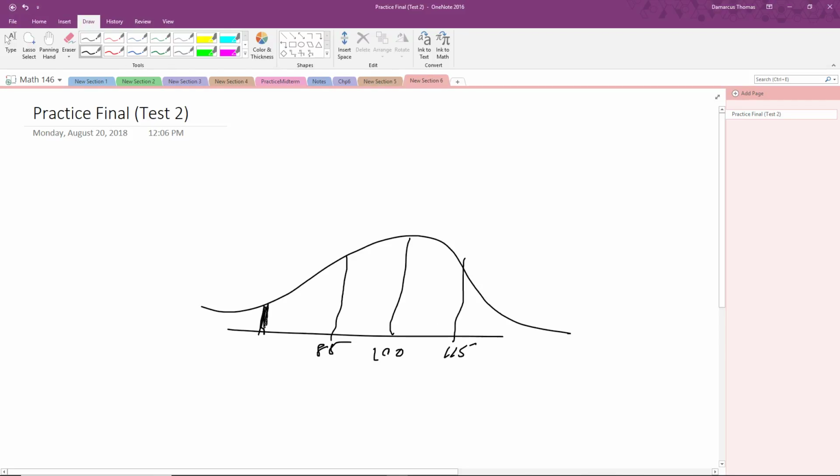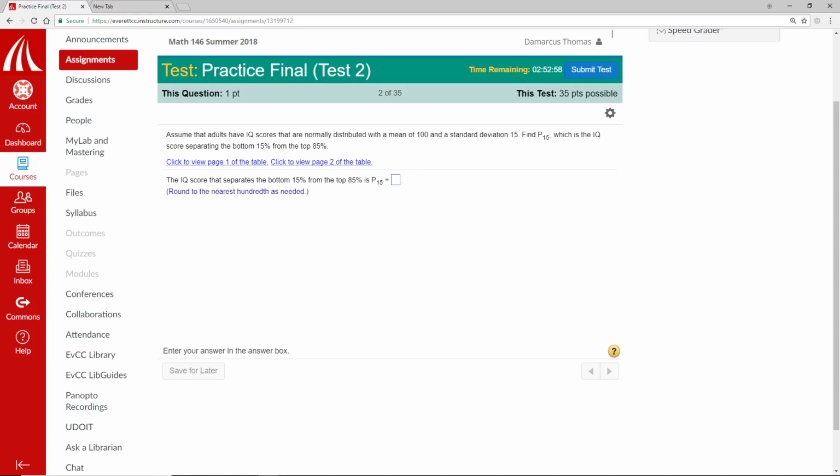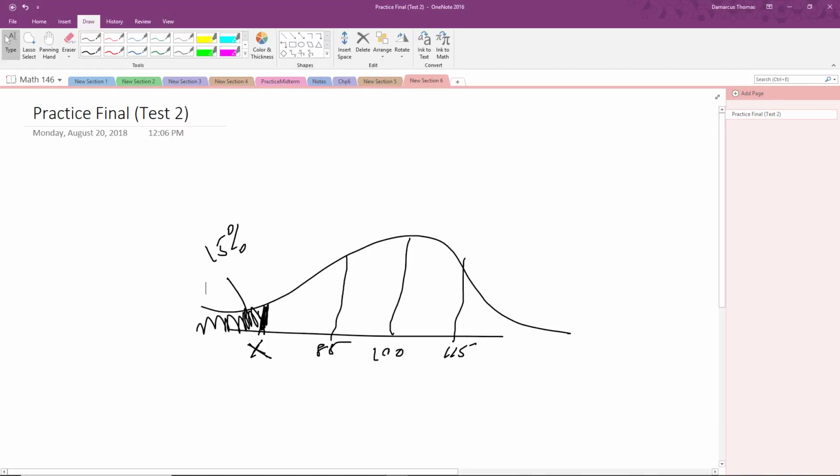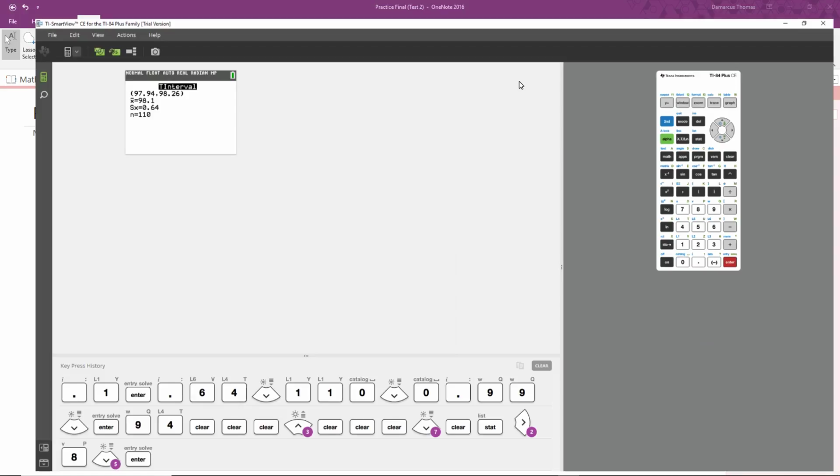they want me to calculate the 15th percentile. What is this value that separates the bottom 15 percent from the top 85 percent? Let me make sure I got that right. Bottom 15%, top 85, so P15, that's what P15 represents. And so I know just what to do. I'm going to use inverse norm for this.